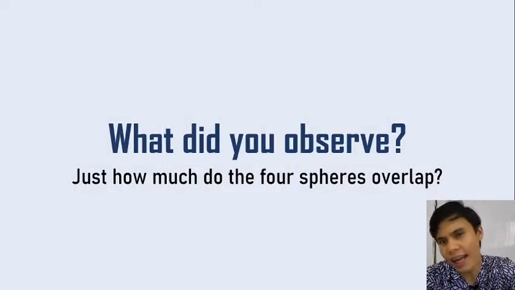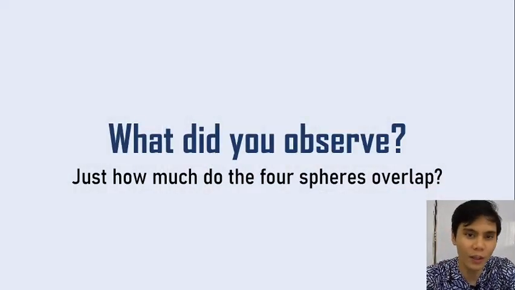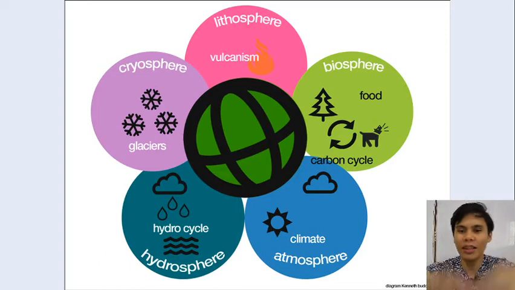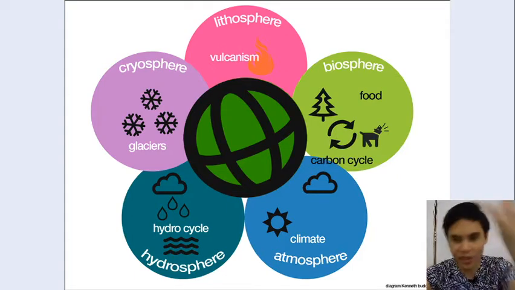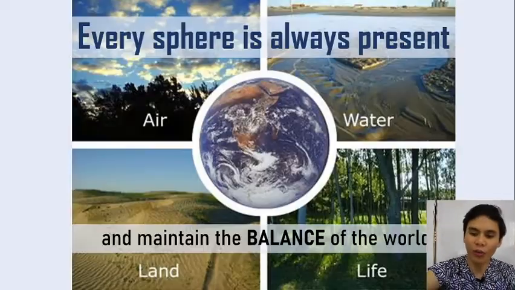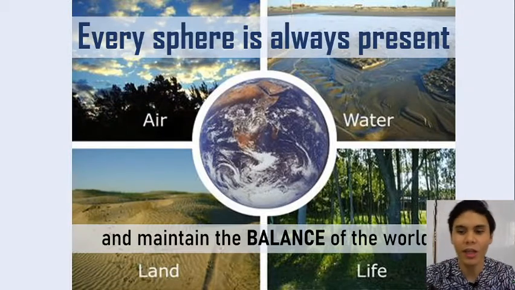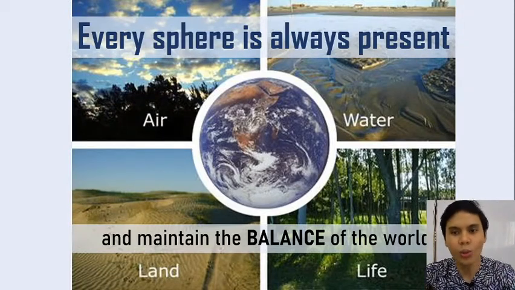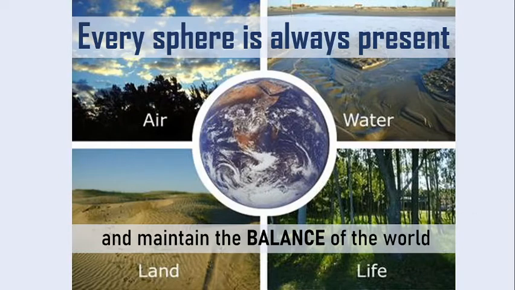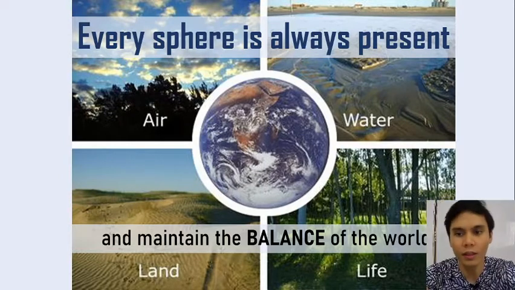So again, you were asked to observe the outside world for things and objects and interactions between these objects. Now, these interactions between these objects, you may remember, have something to do with the different spheres that make up the world. So these are some of the different spheres based on climate, but what we're focusing on are 4 spheres that are related to air, water, land, and life. So these 4 spheres maintain the balance of the world.